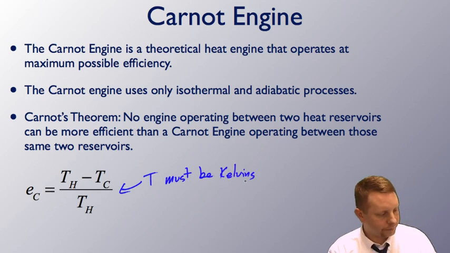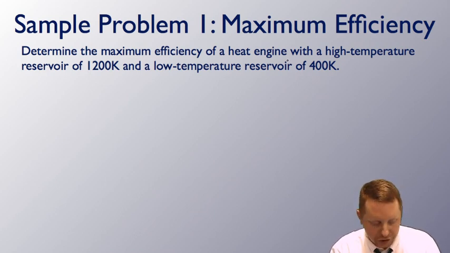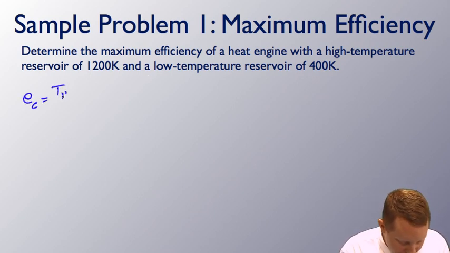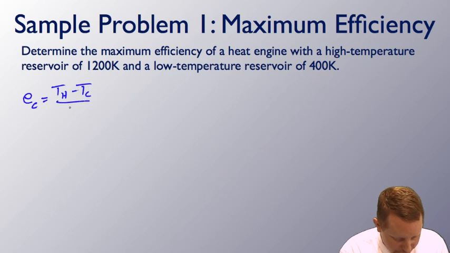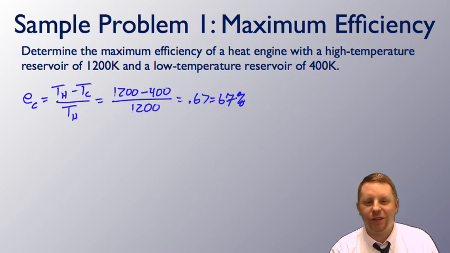So let's see what we could do with this. Determine the maximum efficiency of a heat engine with a high temperature reservoir of 1200 K and a low temperature reservoir of 400 K. Well, the Carnot efficiency is going to be the high temperature minus the low temperature divided by the high temperature, or 1200 K minus 400 K over 1200 K, which is just going to be 0.67, or 67% efficient. That's as good as it's ever going to get with those temperature reservoirs.